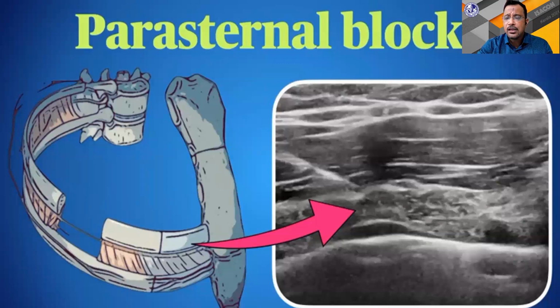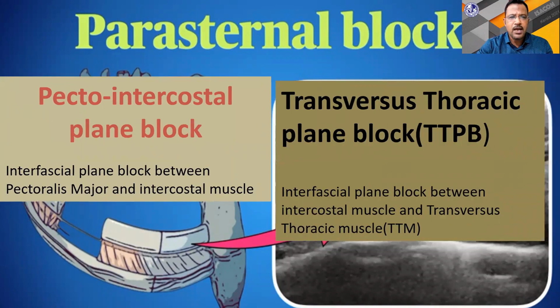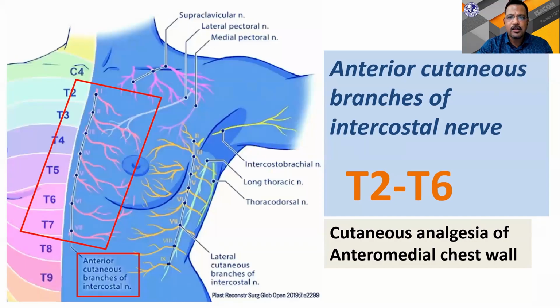Now coming to the parasternal block for the anteromedial branches, for the anteromedial aspect of the chest, there are two blocks which are discussed. These are the pectointercostal plane block and the transverse thoracic plane block. The pectointercostal plane block is the interfascial plane block between the pec major and the intercostal muscle, and the transverse thoracic plane block is the interfascial plane block between the intercostal muscle and the transverse thoracic muscle.